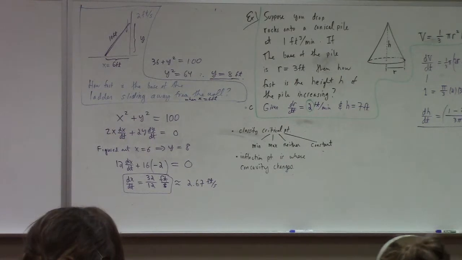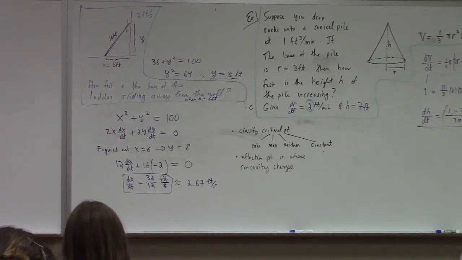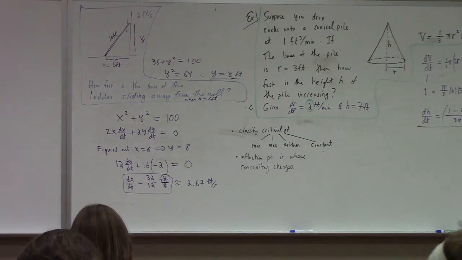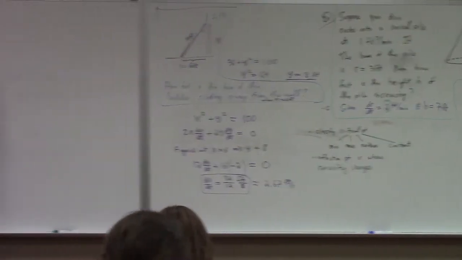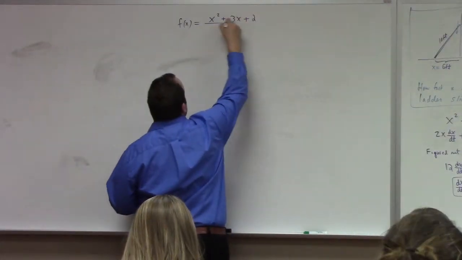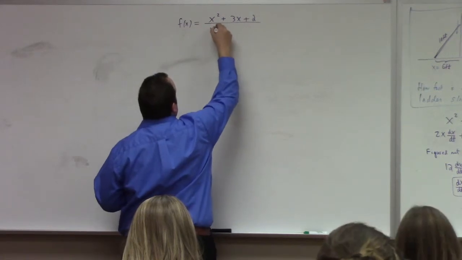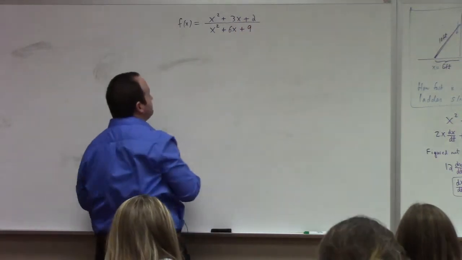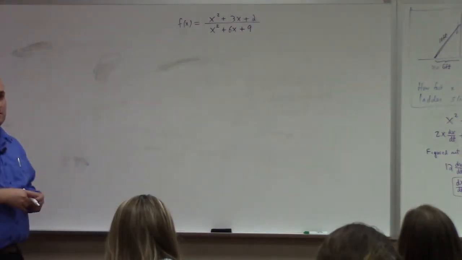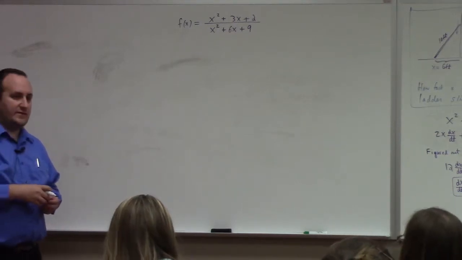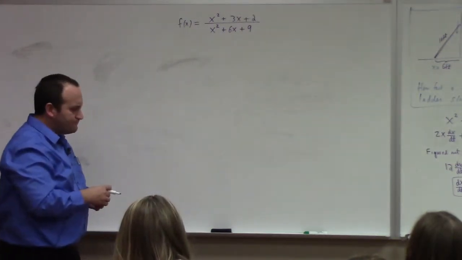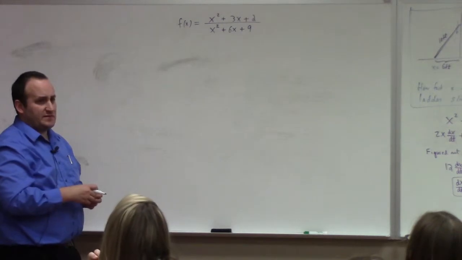Let's see here. How about f of x is equal to x squared plus 3x plus 2 divided by x squared plus 6x plus 9. I could say find the horizontal asymptotes and graph it. Now here, long division or something like long division would be a good idea, because that's not a proper rational function, right?